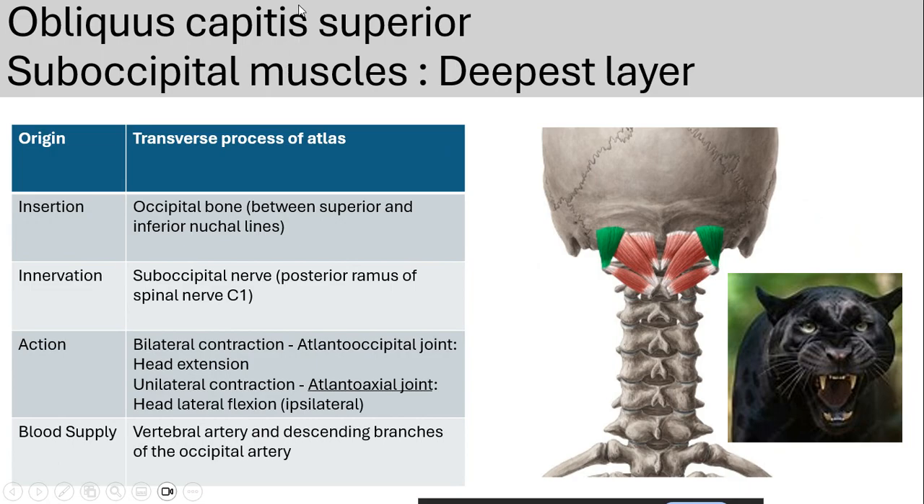Obliquus capitis superior, suboccipital muscle, deepest layer, right? Initially we had a vampire, now we have a panther, only because of the size of this very small muscle. Origin: transverse process of atlas. This is your atlas, and that's where it originates from. Insertion: occipital bone between superior and inferior nuchal lines. This is superior, this is inferior nuchal line, okay?